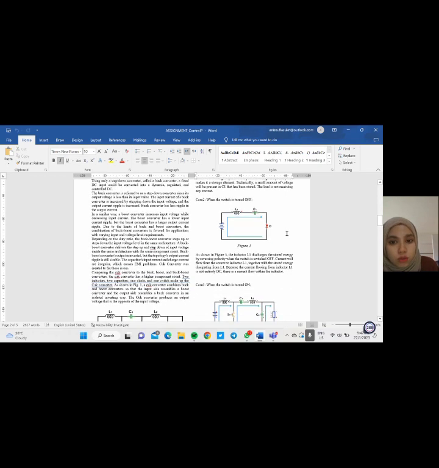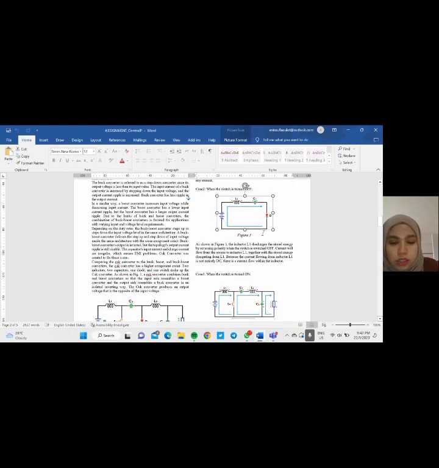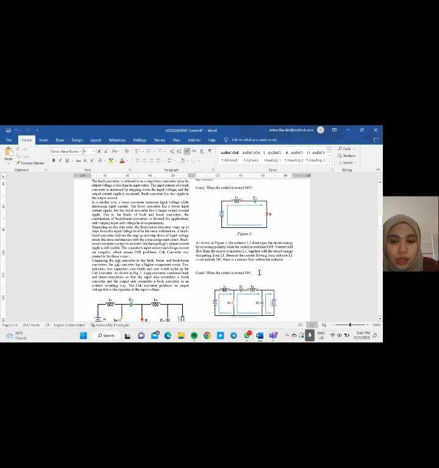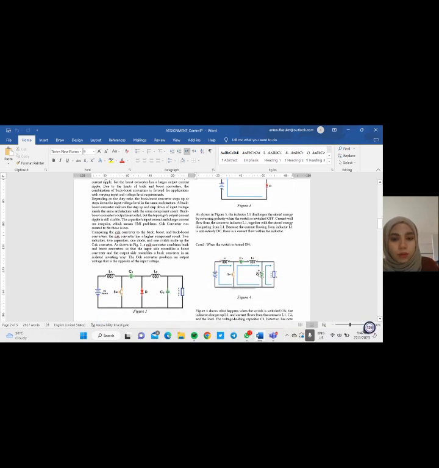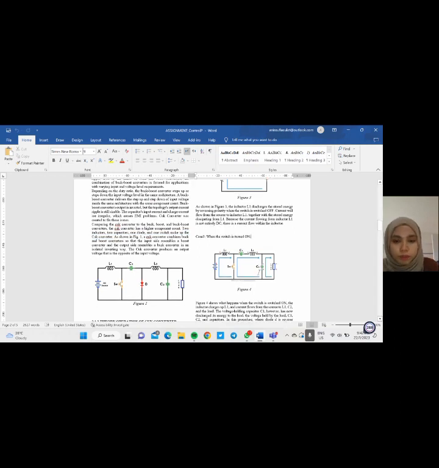For case 2, when the switch is turned off, this is the figure for case 2. The inductor L1 discharges the stored energy by reversing polarity when the switch is switched off. Current will flow from the source to inductor L1 together with the stored energy dissipating from L1, because the current flowing from inductor L1 is not entirely DC. There is a current flow within the inductor.